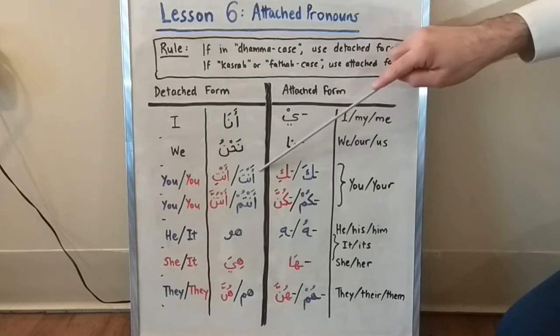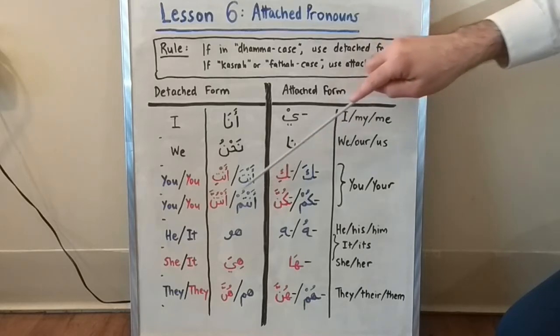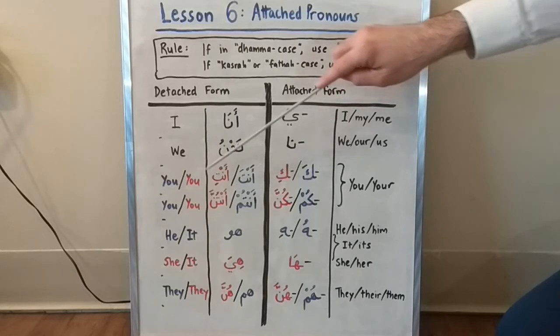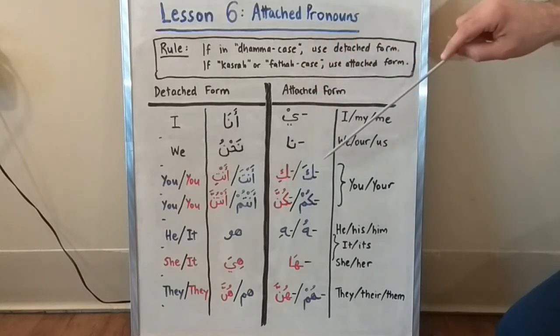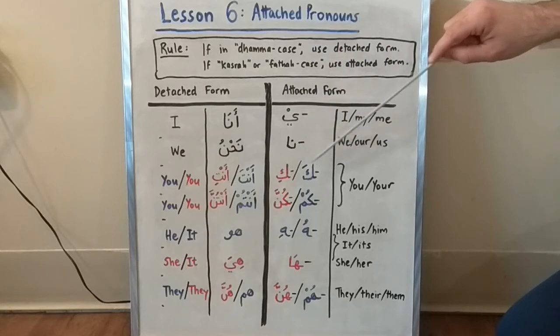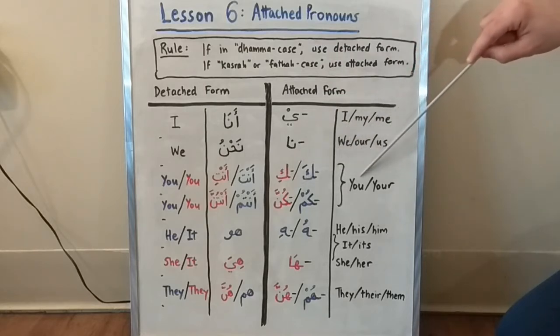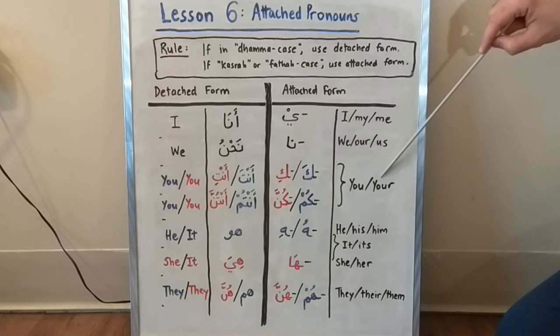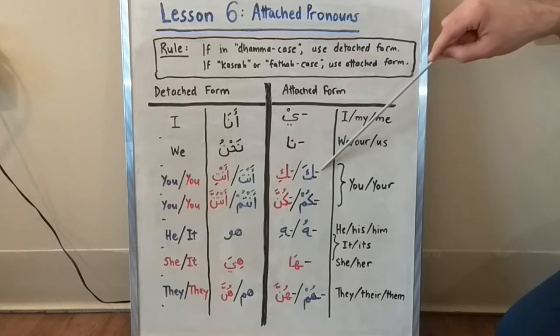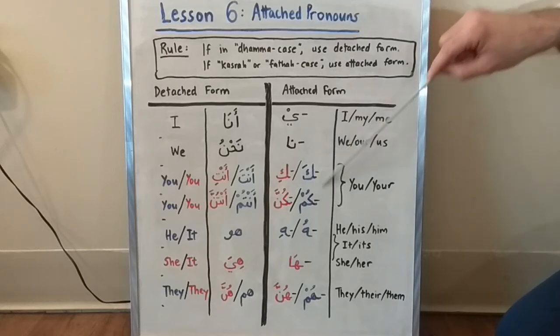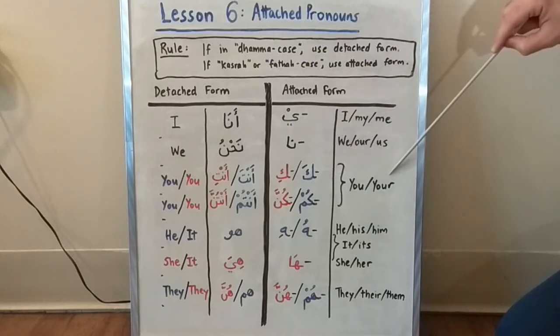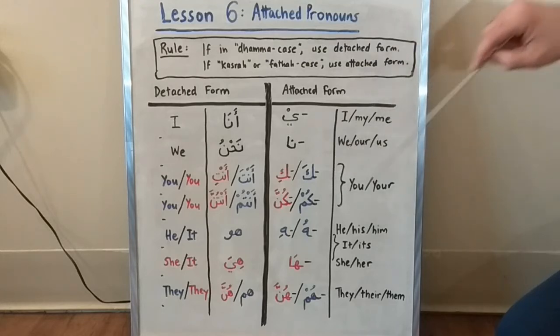Now all of these words here, anta, anti, antum, and antunna, which in English we translate them all as you, they all become suffixes that start with kaf. So ka, ki, kum, and kunna. And all of these can become you or your depending on the context. If you have trouble memorizing 4 different things, just remember these are the 4 that have kaf, and they all refer to the one that you're talking to by saying you or your.